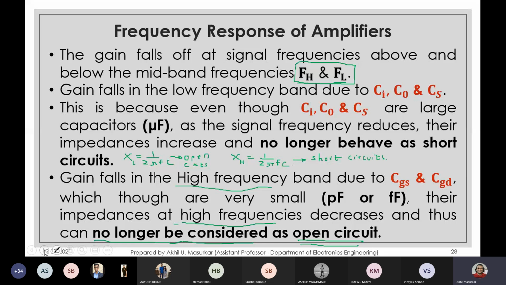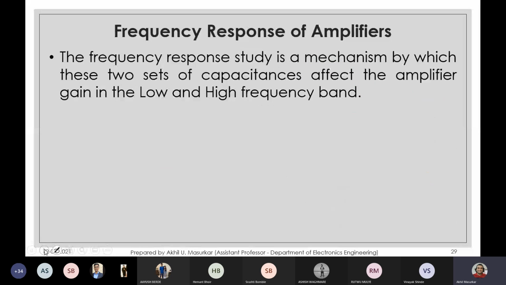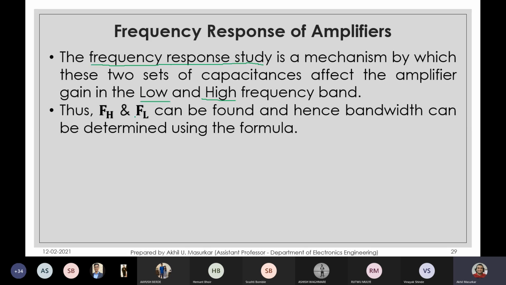We'll focus on the circuits. The frequency response study is a mechanism by which the way these two sets of capacitances affect the amplifier gain in the low and high frequency band can be studied. Thus FH and FL can be found and hence bandwidth can be determined using the formulas. So we can determine the bandwidth.